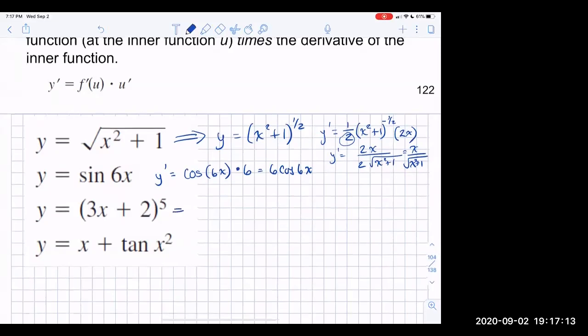Next one. What's the outer function on this one? X to the 5th, right? So when I take the derivative of that, it becomes 5 stuff to the 4th. That stuff is 3x plus 2. And then what do I multiply by? What's the derivative of 3x plus 2? Just 3, right? So that equals 15 times 3x plus 2 to the 4th power. You with me?